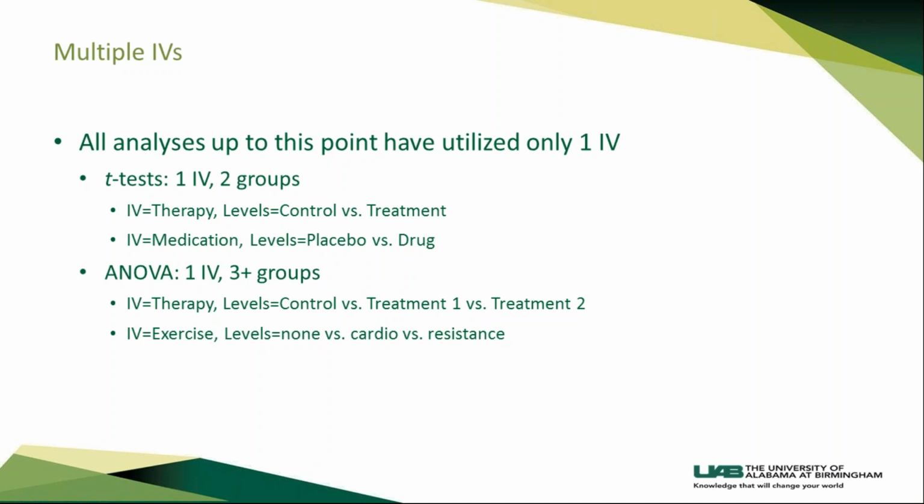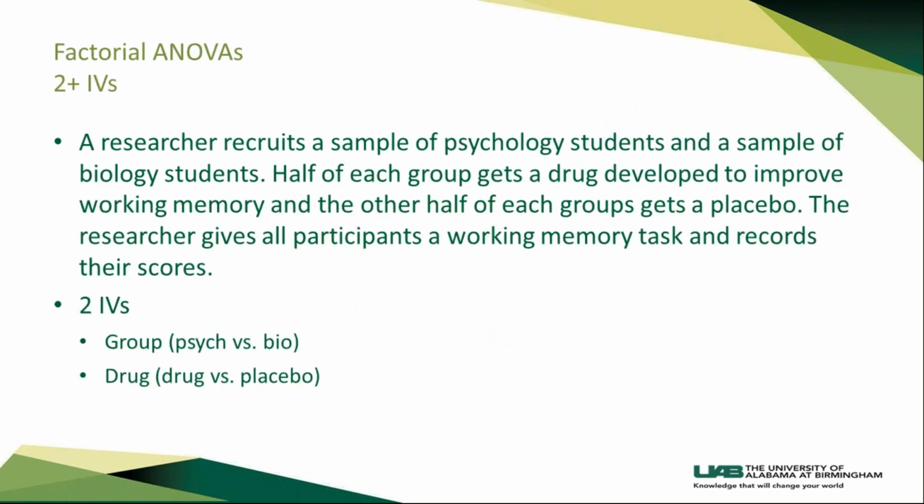So up to this point, all the analyses we've used just used one independent variable, but they had different levels depending on the test we were talking about. So with t-test, it was one independent variable, but we had two groups. Here's a couple of examples below. When we did one-way ANOVAs, we still had one independent variable. We just had three or more groups. A couple of examples there. So we are now moving out of the situation because now we're adding multiple independent variables. So two or more independent variables, and each independent variable is going to have some levels to it. 2 levels, 3 levels. We'll look at that in a minute.